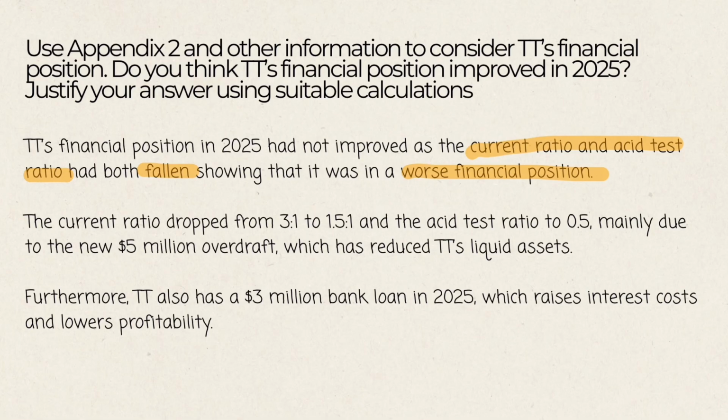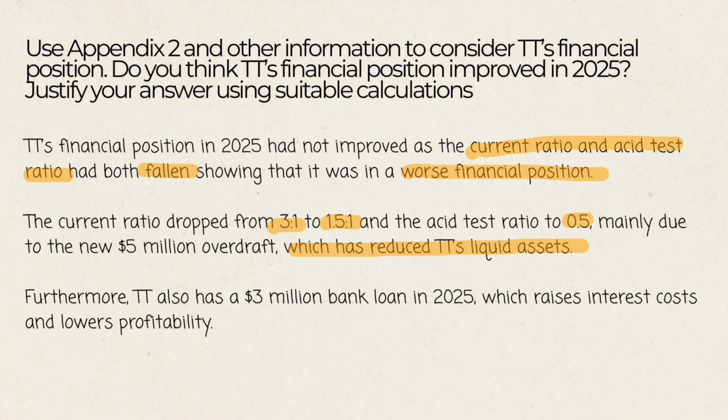The current ratio dropped from 3:1 to 1.5:1 and the acid test ratio to 0.5. And this was mainly due to the $5 million overdraft, which has reduced TT's liquid assets. The candidate here has reasoned the drop in the current and acid test ratios, which was the $5 million overdraft, and has explained its effect.